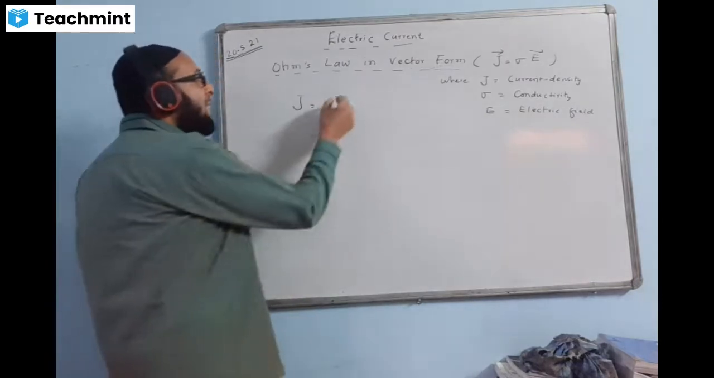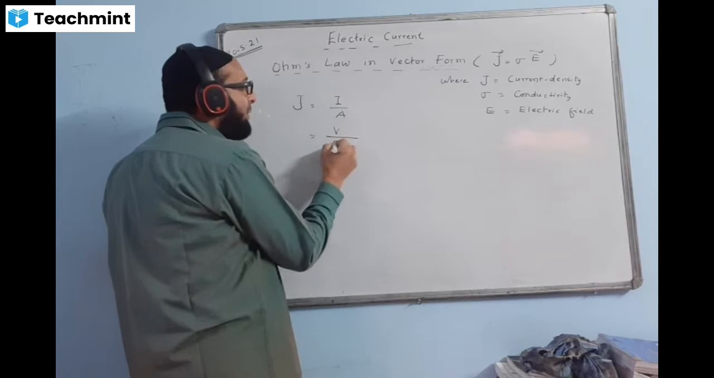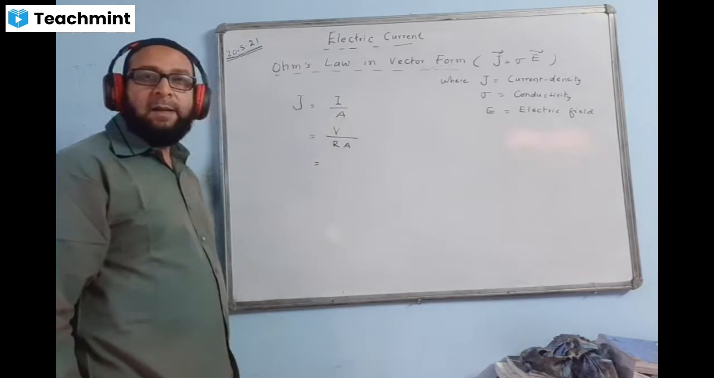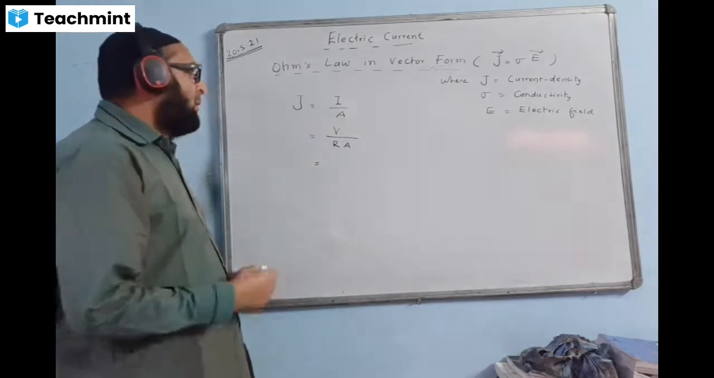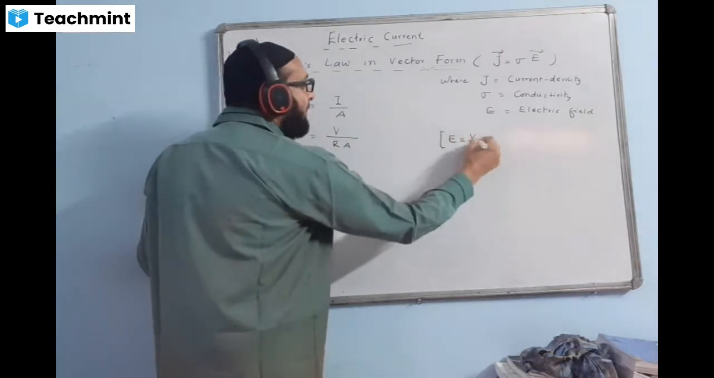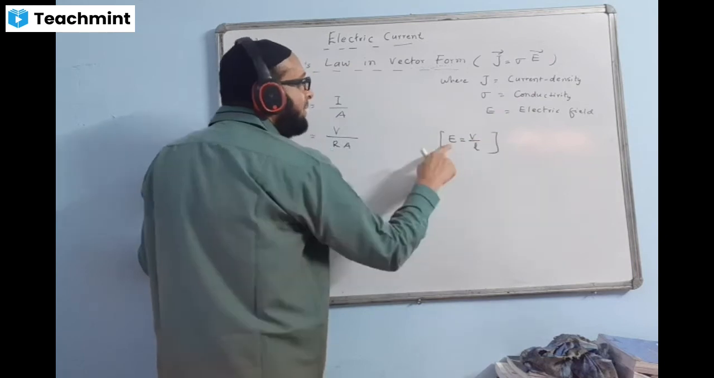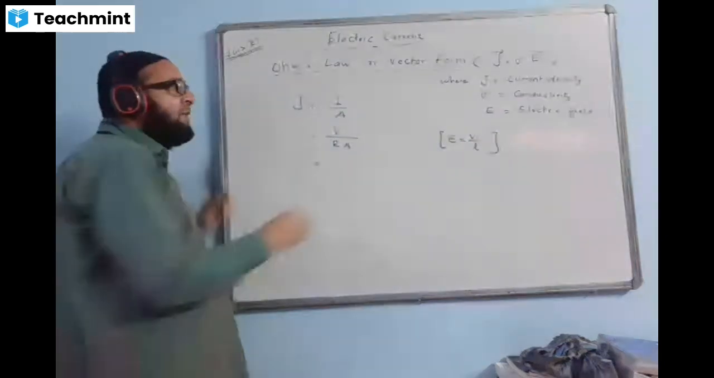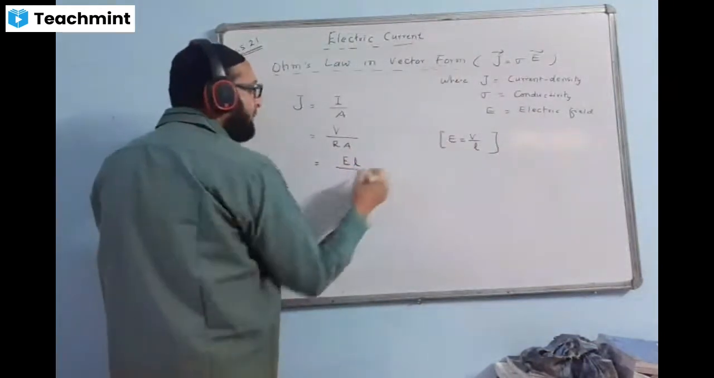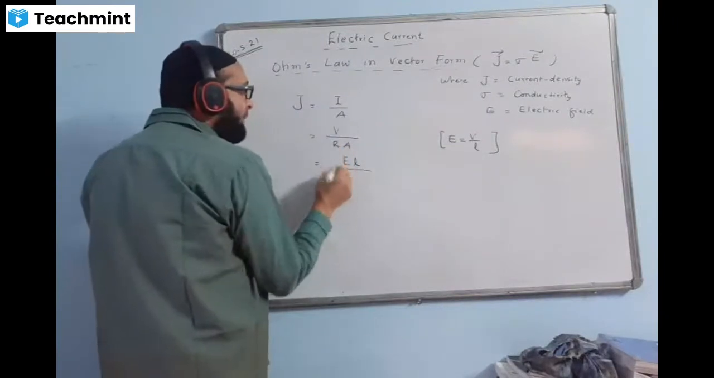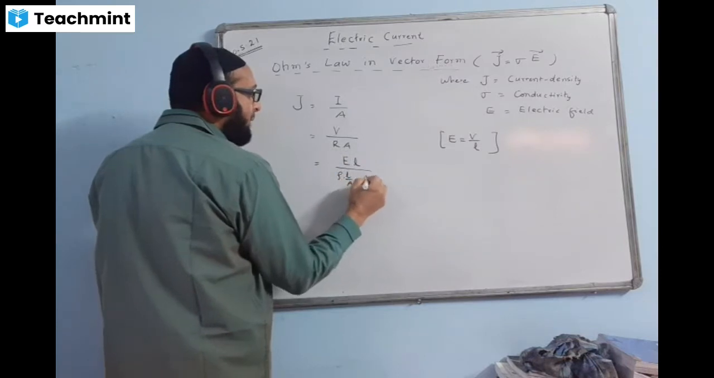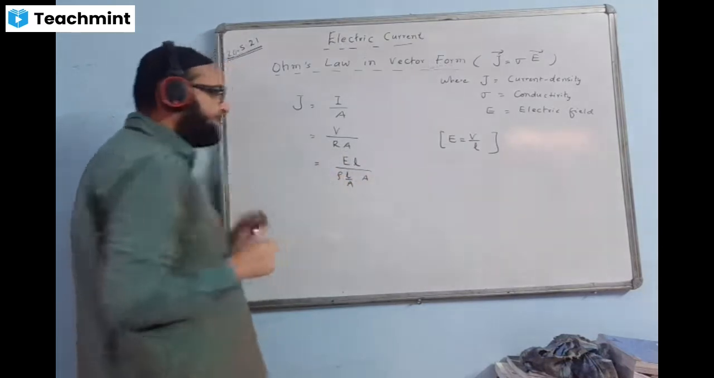Now we'll change I using Ohm's law in normal form, V by R. So J is V by R into A. I put V by R for I, and A remains as it is. Now for V, the electric field formula is volt per meter, where meter means length of the conductor, so E equals V by L. Therefore V becomes E into L. Instead of V, I write EL. And R I put in terms of resistivity, rho L by A.